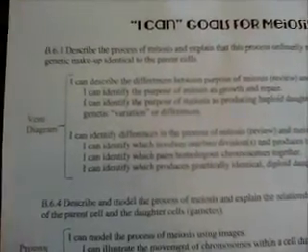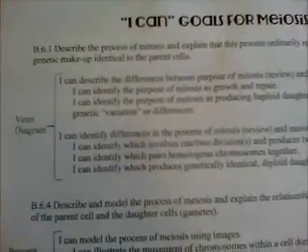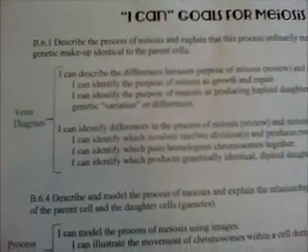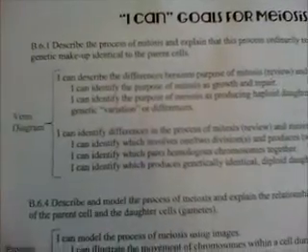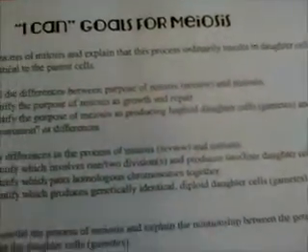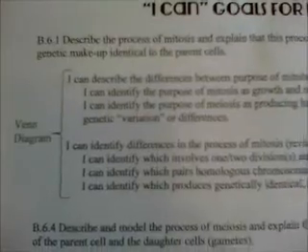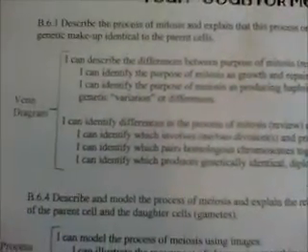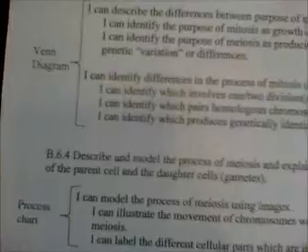I then take those classroom standards and break them down into observable tasks that again begin with the statement "I can." So under "I can describe the differences between the purpose of mitosis and meiosis," I've broken it down into "I can identify the purpose of mitosis as growth and repair," and "I can identify the purpose of meiosis as producing haploid daughter cells or gametes and causing genetic variation or differences."